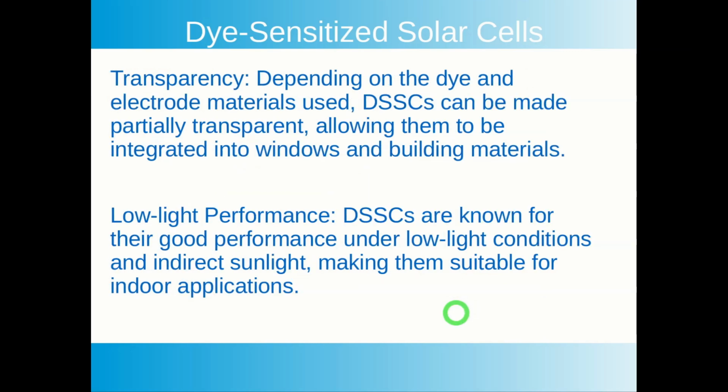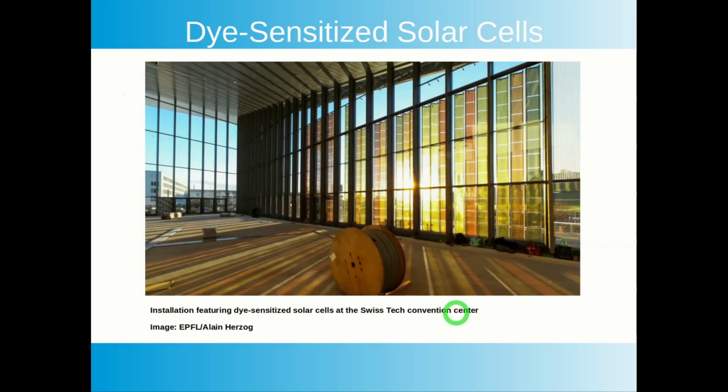Dye-sensitized solar cells have the advantage of being partially transparent. This allows them to be integrated into windows and building materials. They also have good low light performance, so even in indirect sunlight or low sunlight, they can still be used to generate energy. Here is an image of dye-sensitized solar cells integrated into a building. This building is the Swiss Tech Convention Center.